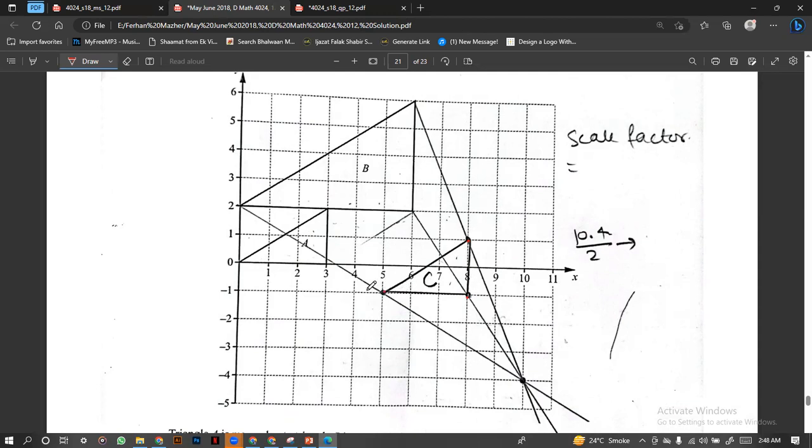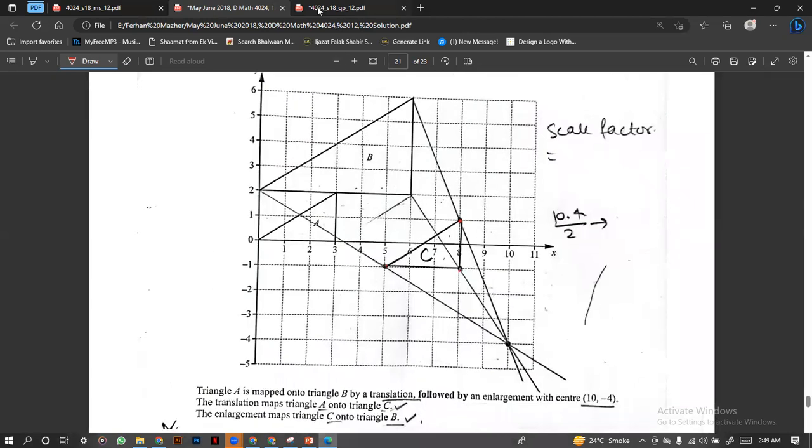I hope you understand, because the scale factor of the enlargement was 2, but when I reverse this, the scale factor will become 1 by 2. So this triangle C was enlarged with a scale factor of 2 and you got B. But when from B you come back to C, the scale factor will be 1 by 2. So this is how I have done this. And then we have a question.